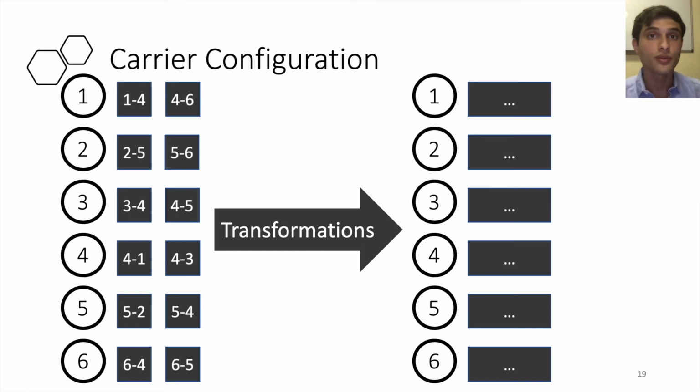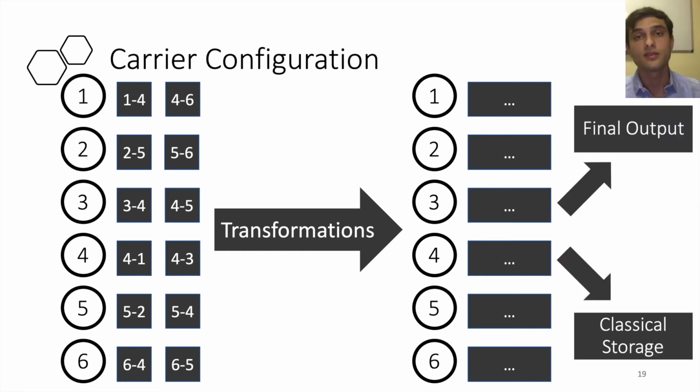Now from this state, two things can happen. Either we can create some final output. For example, if we want the diameter of the graph, we can perform some aggregation function across all the nodes and get some final output. Or we can convert the information back to classical storage, whereby every node knows some information regarding the neighbors that it has. In either case, most of the heavy computation was performed using these transformations in the Keren configuration data structure.